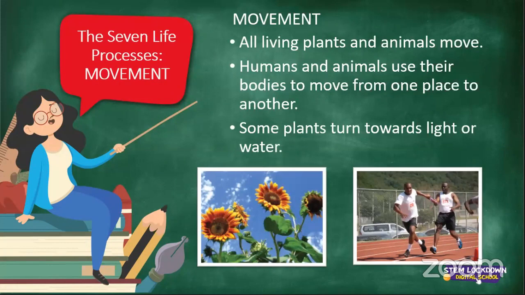Now, remember that we are looking here at elements that classify if something is alive or living. So these 7 life processes are like a checklist to see if something is classified as living. So the first thing we look at is, can it move? And we see that all plants and animals can move. Okay.